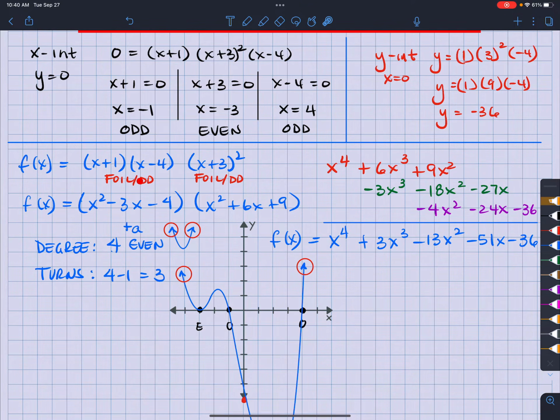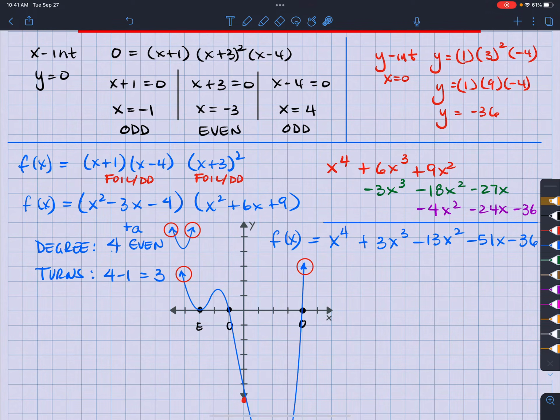I worked the problem out so I know what the degree is, how many turns there are, and because the power is a 4, right? So I know it's even. So I know that the end behavior is this. I know that the A is positive, so it has to point up. If it was negative, it would point down, like a frowny face. So I knew that the end results are going to look something like this.